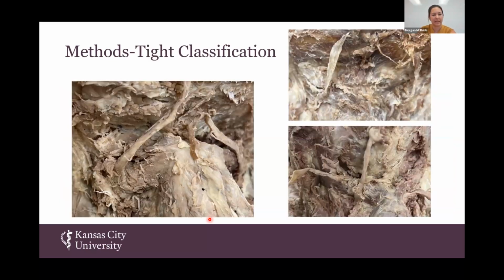Here's our tight classification. So again, here's that C2 spinous process. Here's the muscle coming over, and here's our nerve. This one has a lot of fascia attaching it to the muscle, so this one got a tight classification. Same thing over here. Here's that spinous process and the muscle, and here's the nerve very tightly attached to the muscle. And same thing down here.